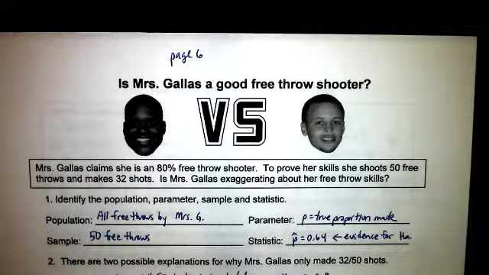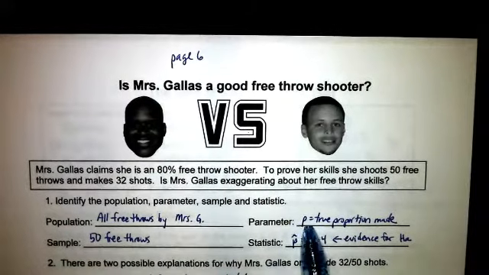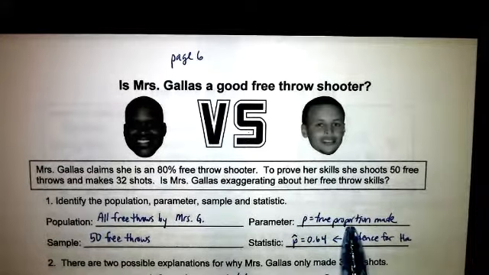Ms. Gallus claims she is an 80% free throw shooter. She shoots 50 free throws and makes 32 of them. So the question is, is she exaggerating, or is she actually an 80% free throw shooter? Our population is going to be all the free throws by Ms. Gallus, and from that, we're going to try to estimate the parameter, the true proportion that she makes. The sample we have is that she shot 50 free throws, which she did already.